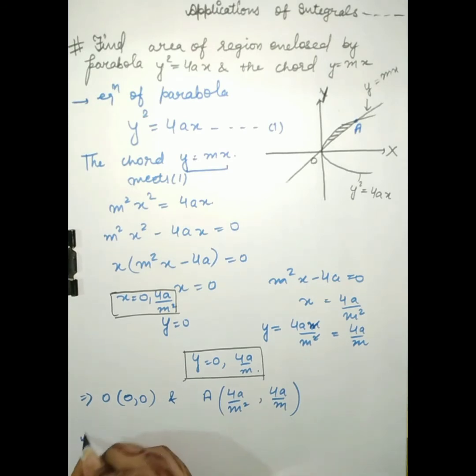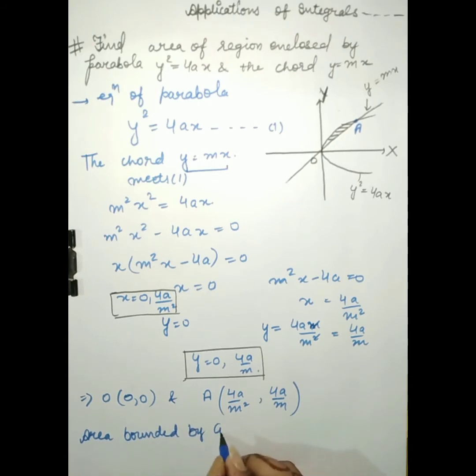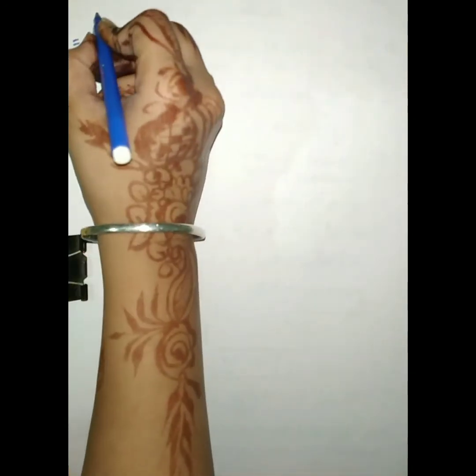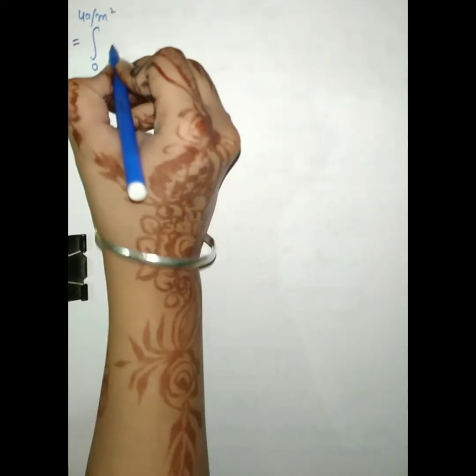Now the area bounded by the curve 1 and above the x-axis, with ordinates x equals 0 and x equals 4a upon m square. That means we have to take the limits 0 to 4a upon m square. That means we get the integral from 0 to 4a upon m square of y dx.